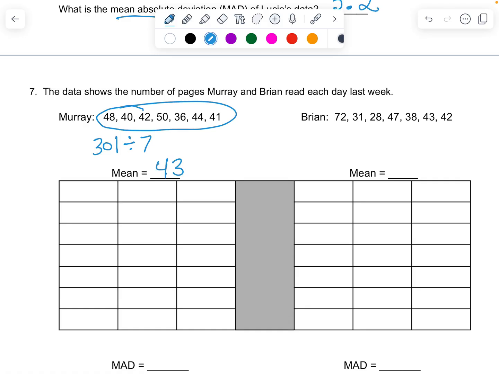For Brian, same thing. I'm going to add them all together, and I got 301 for him as well. And he had 7 pieces of data, so he had an identical mean of 43. Now we have to find the mean absolute deviation. So list out your data.